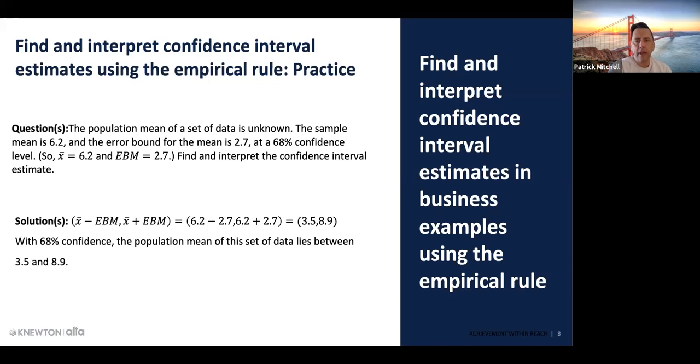Please note that when you write interval notation, you should write the smaller number first. So the subtraction always goes first because that's always going to give you the smaller number. So 6.2 minus 2.7 is 3.5. 6.2 plus 2.7 is 8.9. So with 68% confidence, the population mean of this set of data lies between 3.5 and 8.9.